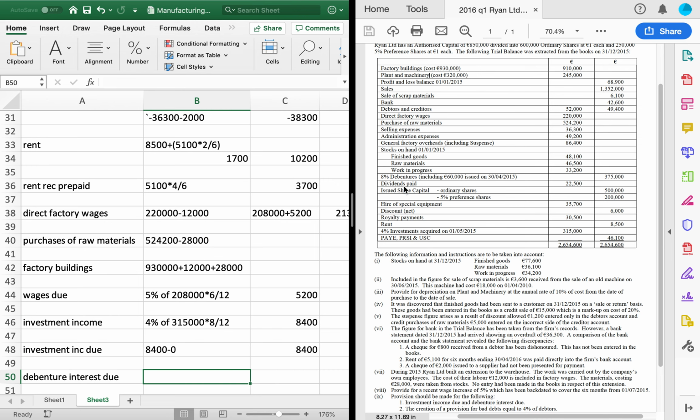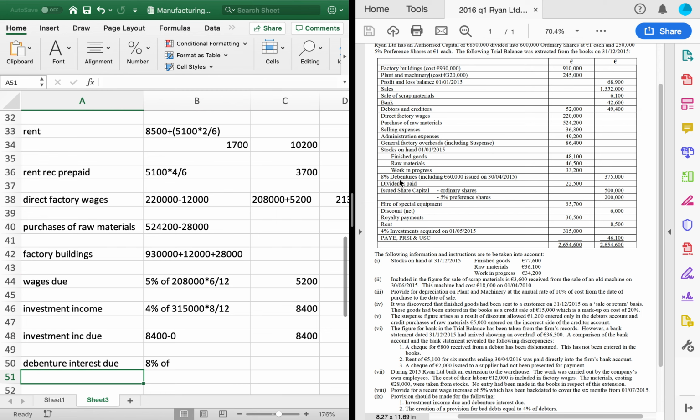So 8% debentures. So you can see here that you got an increase of 60,000 on the 30th of the 4th. So for the first 4 months you only had 315, and for the remaining 8 months you had 375.